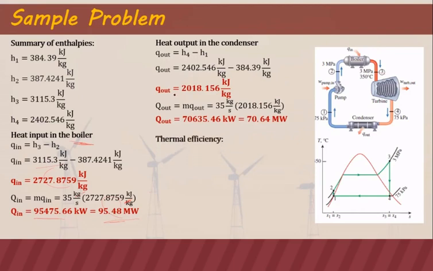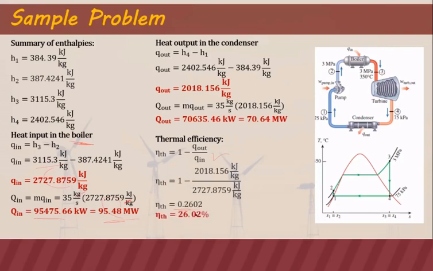So now that we already have Q output and Q input from our formula for thermal efficiency, which is 1 minus Q out over Q in, we can get the fourth unknown, which is the thermal efficiency. So that is 0.2602 or 26.02%.